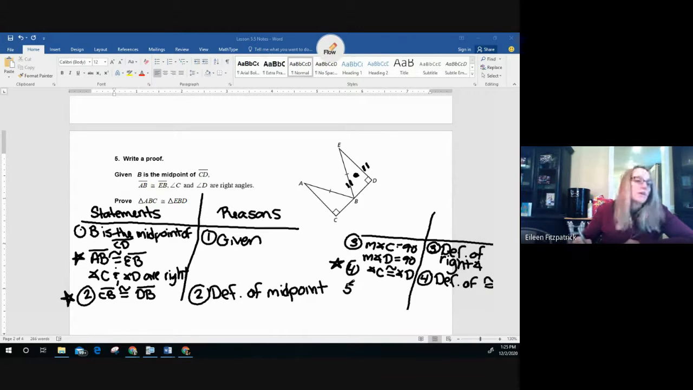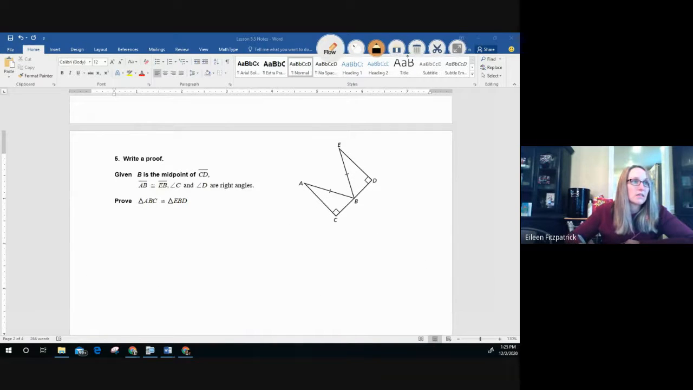And then finally, you can say that triangle ABC is congruent to triangle EBD because of HL. The hypotenuse of one triangle is congruent to the hypotenuse of the other. The side of this triangle is congruent to the side of that triangle, and they are right triangles. All right. Okay, that was a little messier than what I would have hoped for.